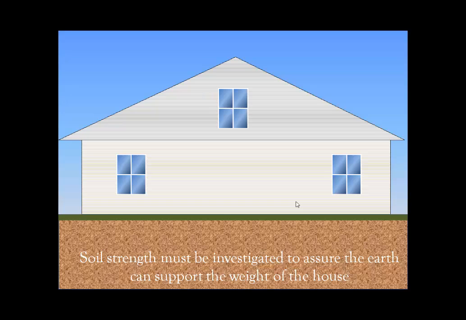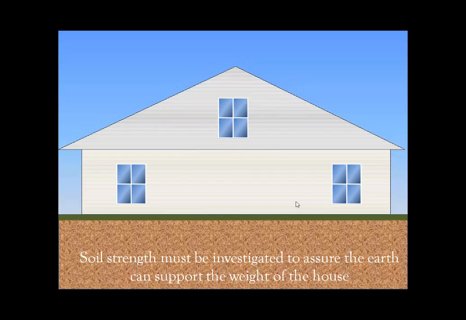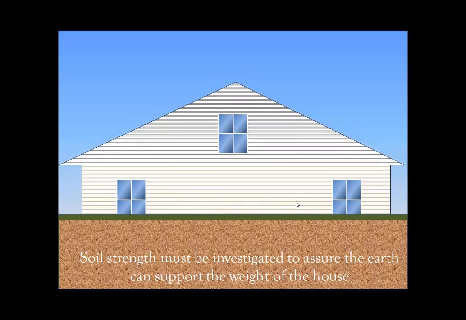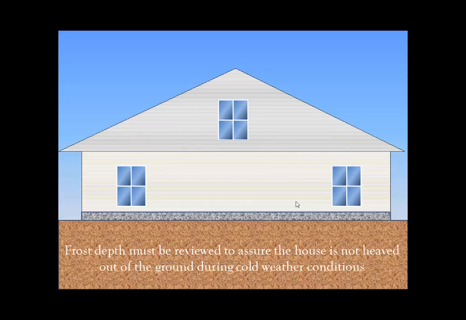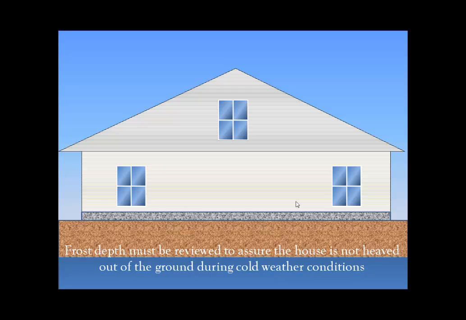The soil where the house will be built must be evaluated to assure it can support the concentrated weight of a large structure. In cold weather regions of the country, frost can lift the foundation right out of the ground. To prevent this, the foundation must be placed below the frost line. The frost depth is usually determined by geographical data. In the Chicago area, that frost depth has been set at 42 inches.